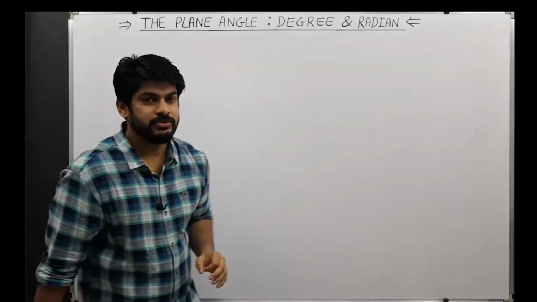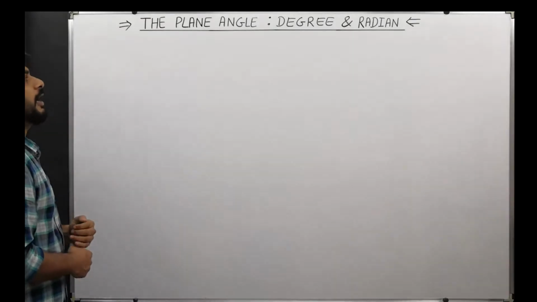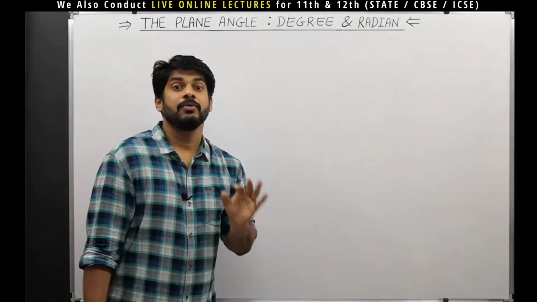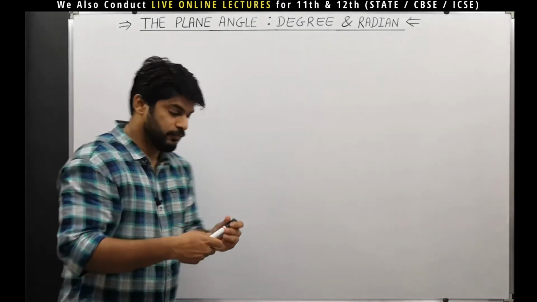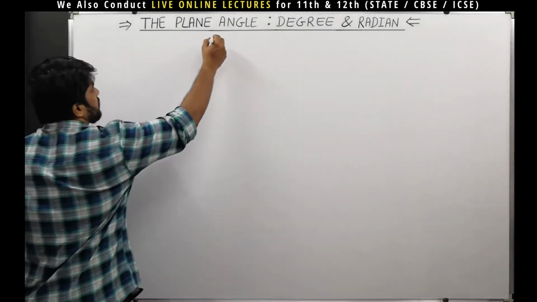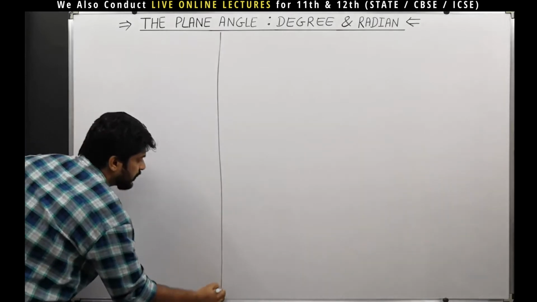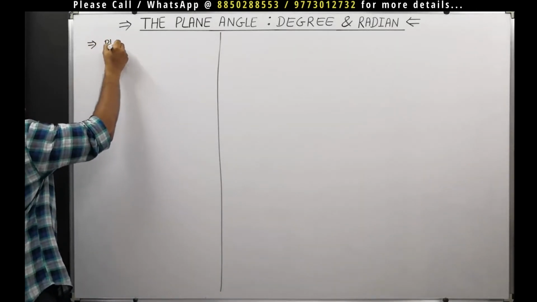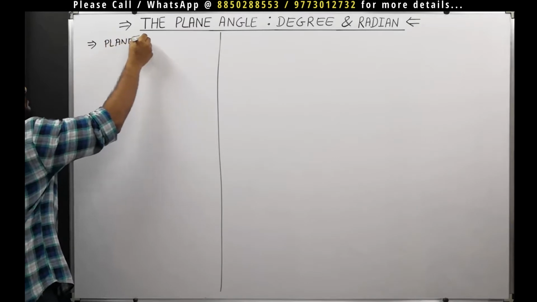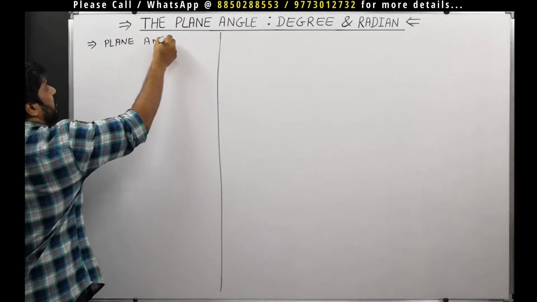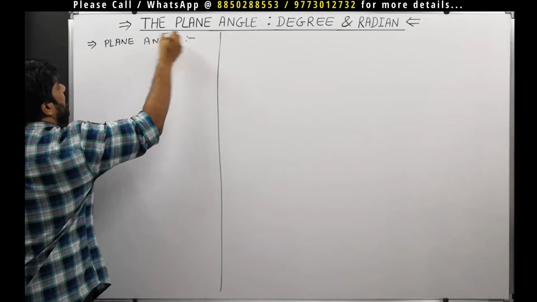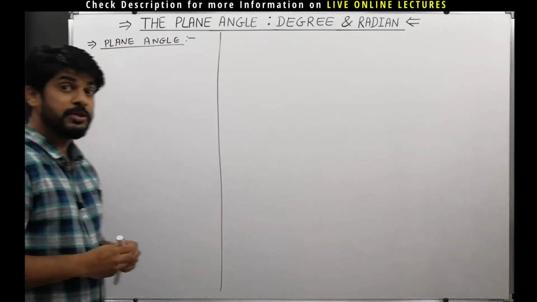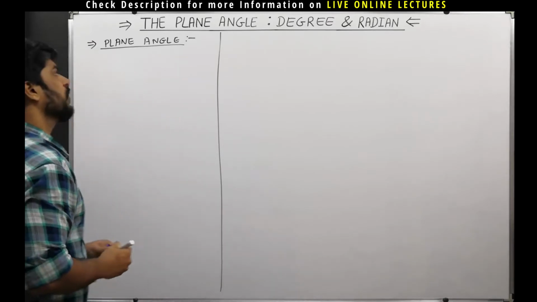So first of all, I am going to talk about what a plane angle is. Let me make some space for the plane angle. First I'm going to define what a plane angle is and how we actually represent it. It's very simple.